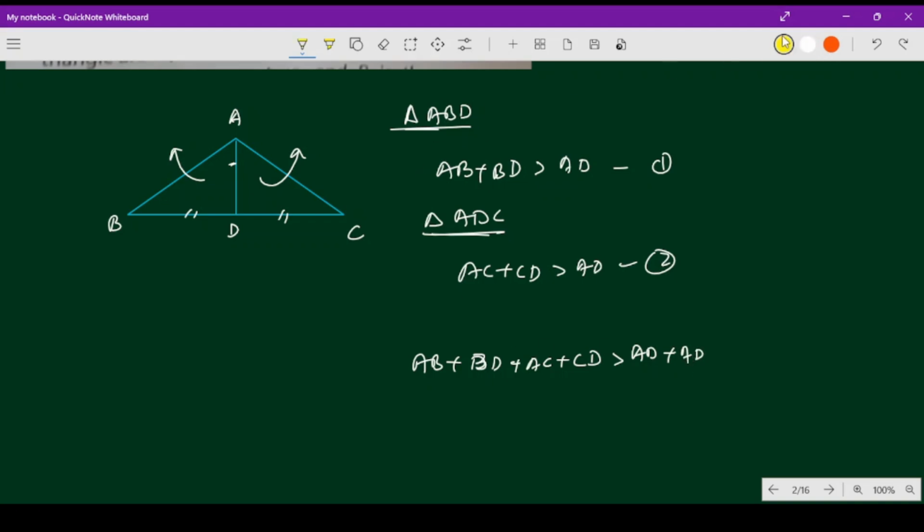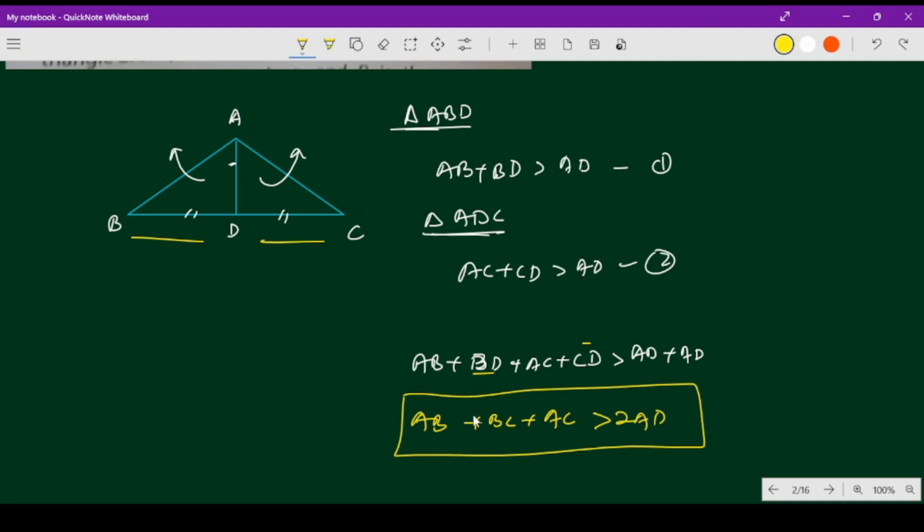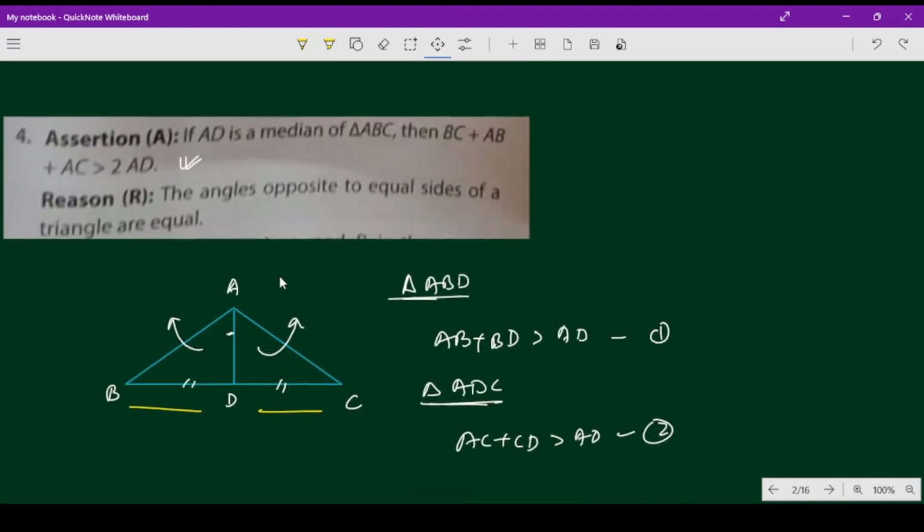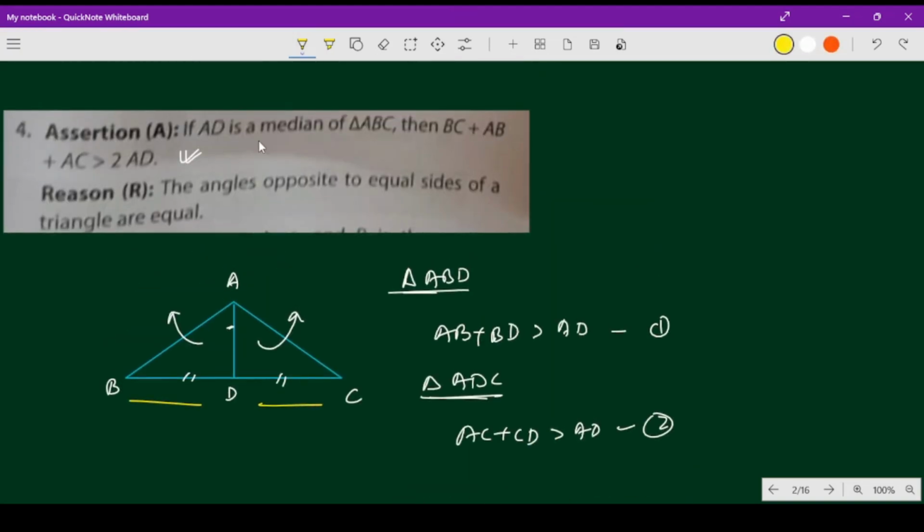Now BD plus CD is equal to BC, so we can write it as AB plus BC plus AC is bigger than 2 times AD. So the assertion that they have given is true. Now we need to check the reason.